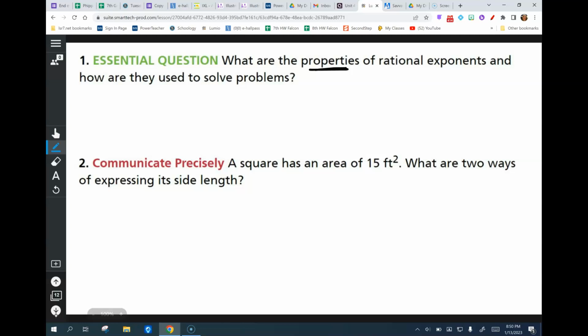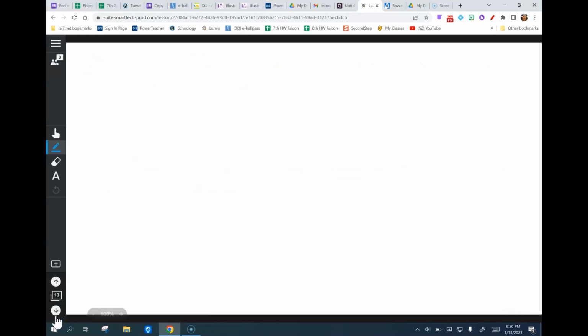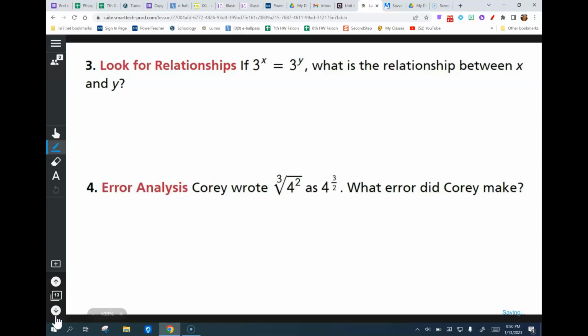What are the 2 ways of expressing its side length? We're not going to worry about that one right now. Next one. Look for relationships. If 3 to the x equals 3 to the y, what is the relationship between x and y? And this is what we've been talking about. If my base is the same, and I have an equal sign, that means my exponents have to be equal. The exponents have to be equal.